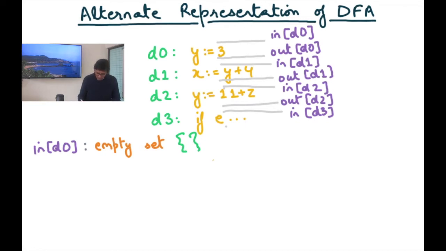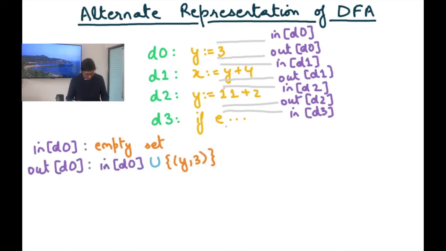Okay. Now we have to represent out[D0] as a function of in[D0]. It's a forward data flow analysis, so we have to relate out[D0] with in[D0]. Notice that in this case, there's an assignment y := 3. So y is being assigned a constant 3. What do we expect? We expect that the tuple (y, 3) will be added to the set, and that's exactly what's happening.